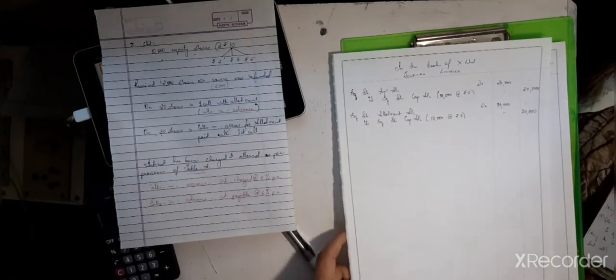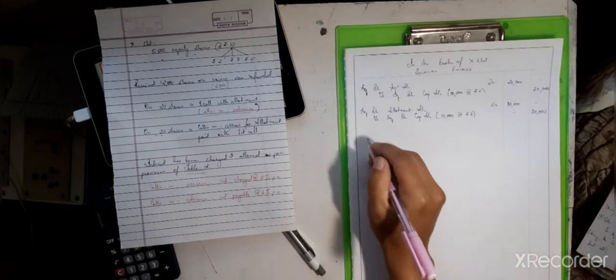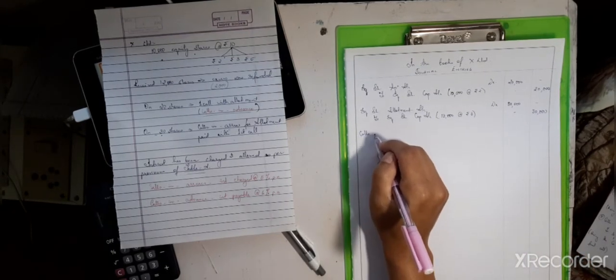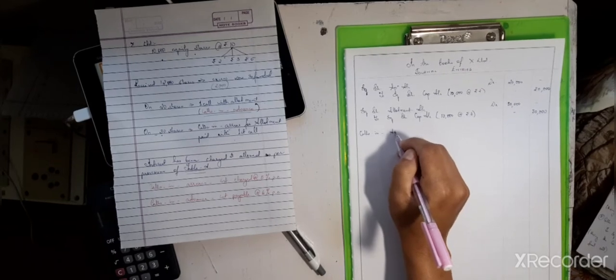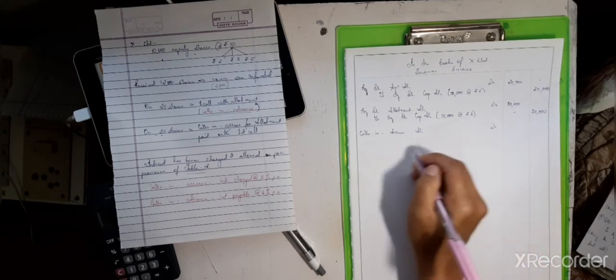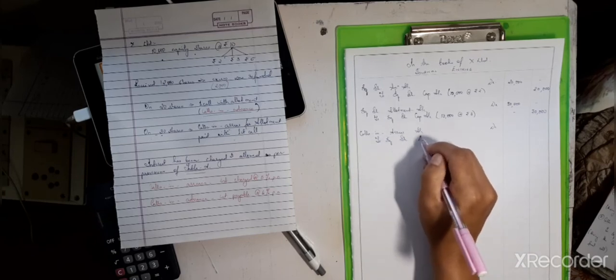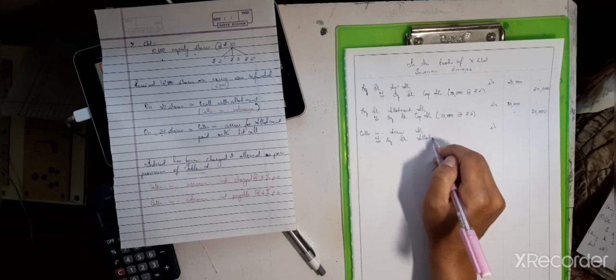Now the balance amount will be transferred to our calls in arrears account. So write it down now. Calls in arrears account debited to equity share allotment account.